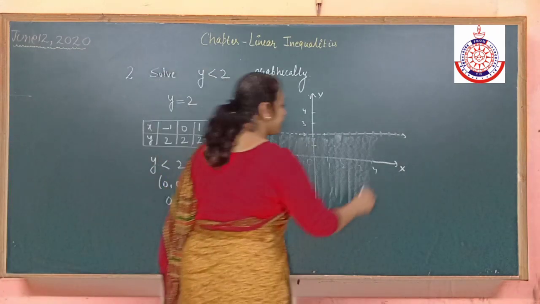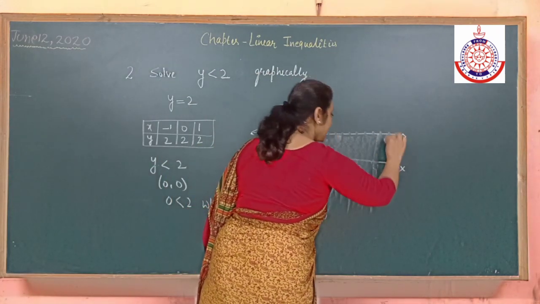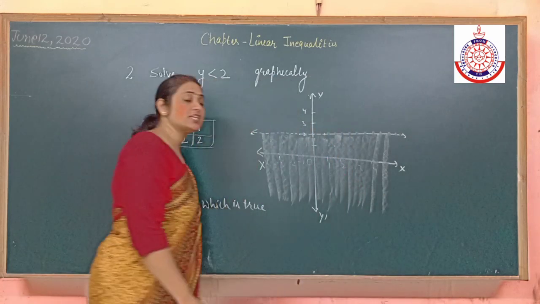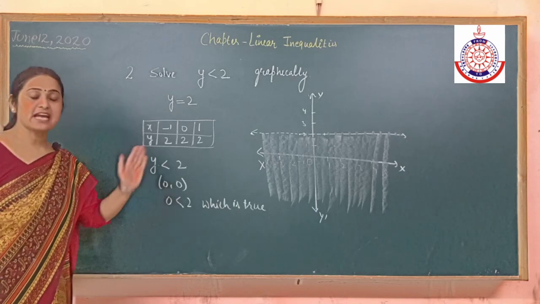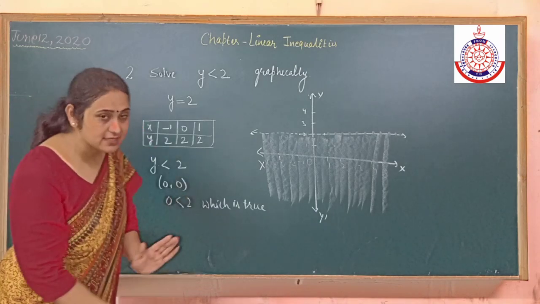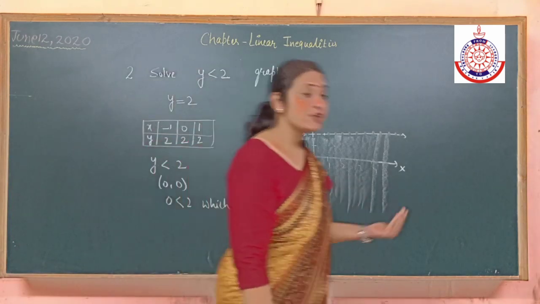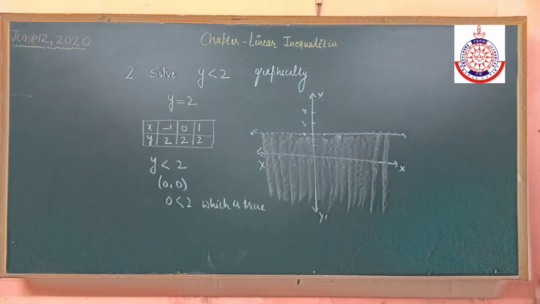Alright children, fine. So the steps remain the same. You have to pick up any point on one plane or the other plane. Put it in the inequality. If it satisfies the inequality, that side is my answer. Otherwise, the other half is my answer. Alright. So this you have to do properly.